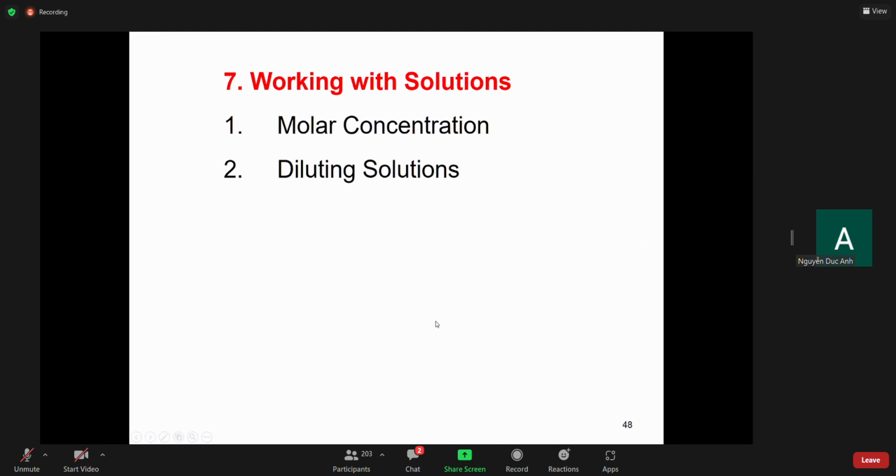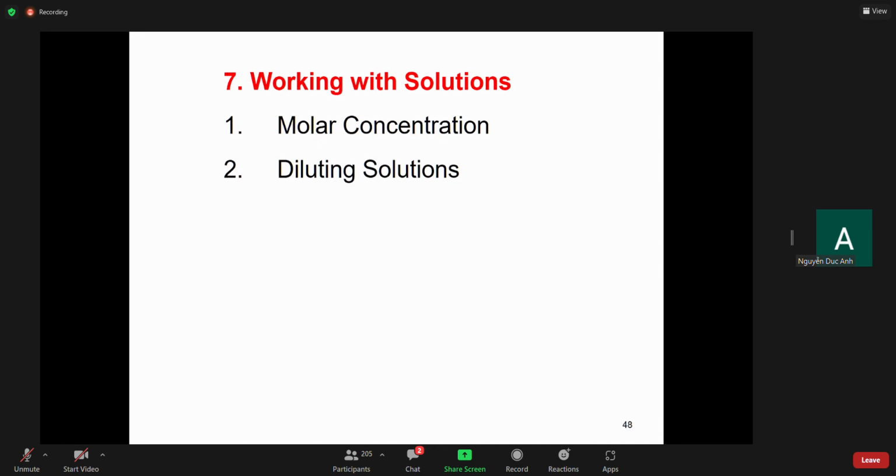So, okay, let's move to the next topic, an introduction to how you can work with a solution. Actually, this is a very simple thing. Maybe you know it from high school as well. Of course, not as well, I'm sure. So the first topic you need to become familiar with is molar concentration, and the second one is the process of diluting a solution.